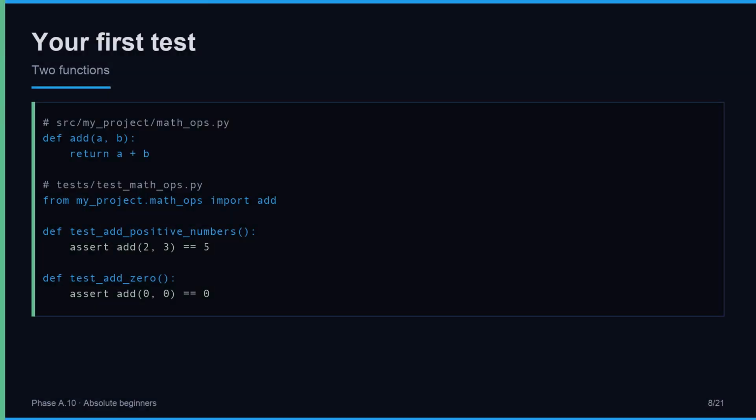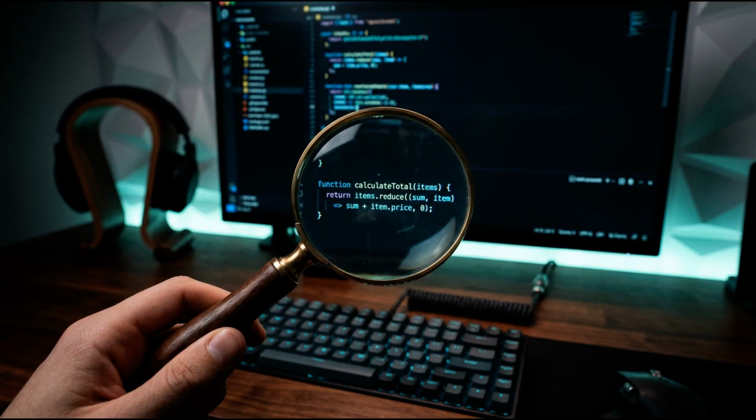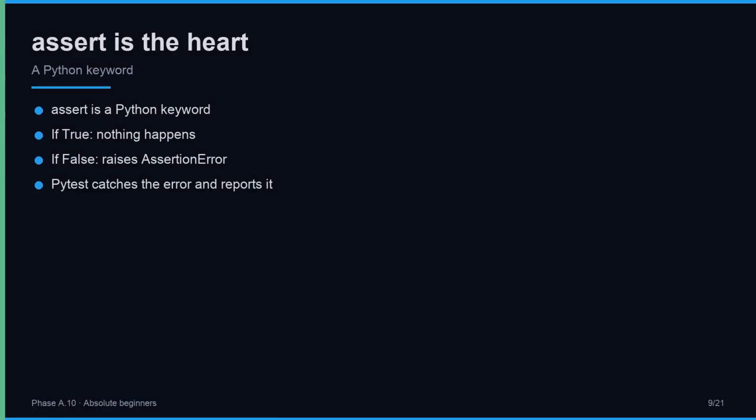Here is your first real test file. We import add from math_ops. Then we write two test functions. test_add_positive_numbers checks that 2 plus 3 equals 5, and test_add_zero checks that 0 plus 0 equals 0. Both functions start with test_, both call the function we want to check, and both use assert to compare the actual result to what we expect. That is the entire shape of a test. Two functions, two checks. Every failing test is a gift, a bug caught now, not by a customer later. Failure is a gift.